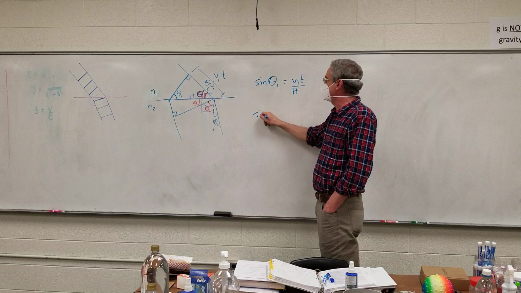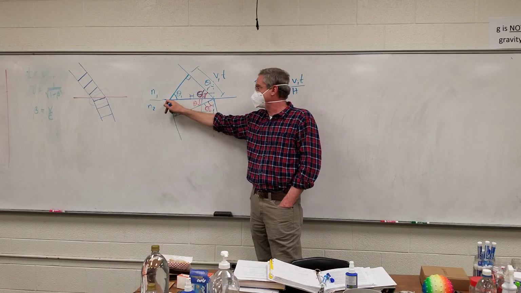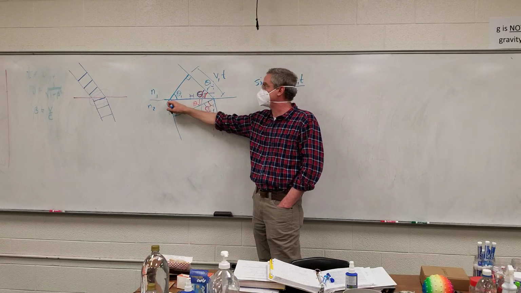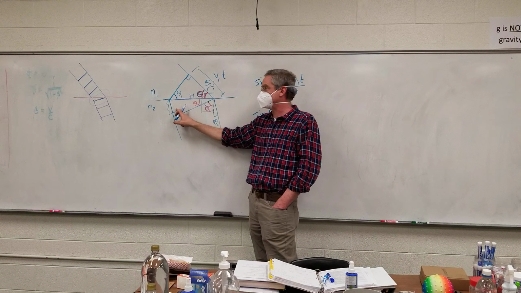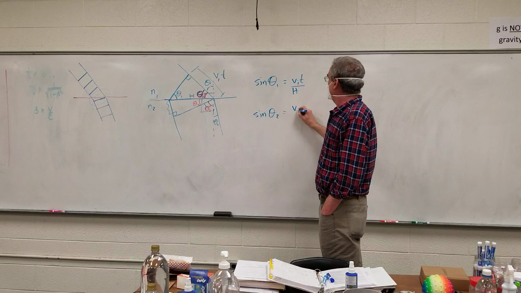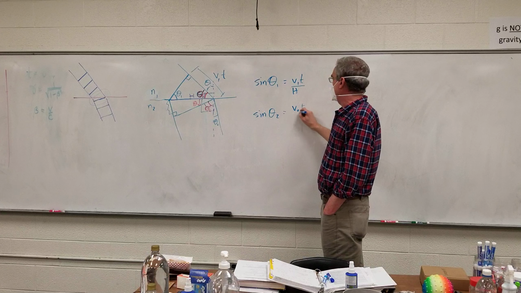And sine of theta 2 is going to be the opposite. This length right here, well, it's the same amount of time it takes for this to get to here as it does for this to get to here. It's traveling slower in this new medium, the way I've drawn it. So that would be V2t divided by H.